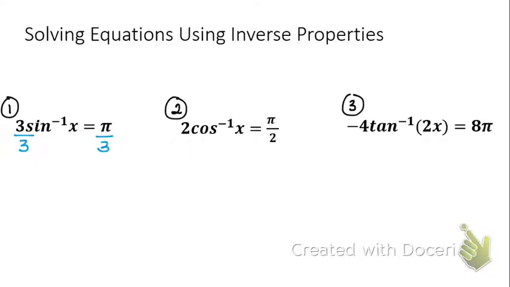So you have the inverse sine of x equals pi over 3. The opposite of the inverse is the sine. So to cancel out an inverse, I'm going to put a sine on both sides of my equation. And that cancels out this inverse and leaves me with just x equals the sine of pi over 3. Look at your unit circle and tell me the sine of pi over 3, and that is your answer.